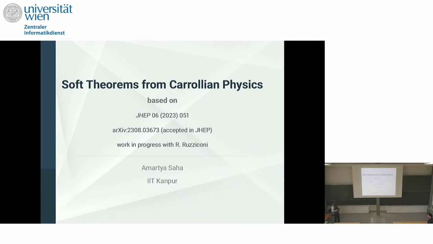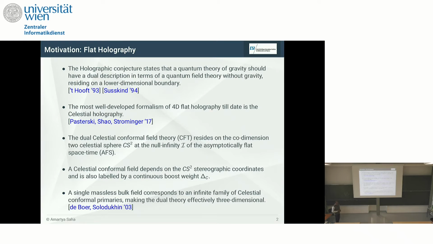So I'll be talking about how we can get subleading theorems from an intrinsically Carrollian way. Of course, the motivation is flat holography. Let's state the principle once more. The holographic conjecture states that a quantum theory of gravity should have a dual description in terms of a field theory without gravity, and that resides on a lower dimensional boundary.